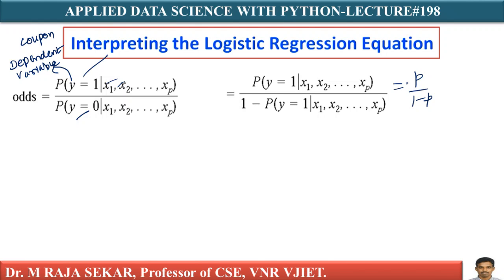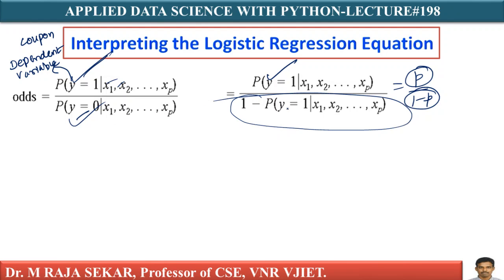Probability of success divided by probability of not success. This is the probability of success, and this is the probability of not success. Generally, the odds are P by 1 minus P. That is the odds. Probability of y equal to 1 is the success. Probability of y equal to 0 is not success. That not success can be written as 1 minus P of y equal to 1.